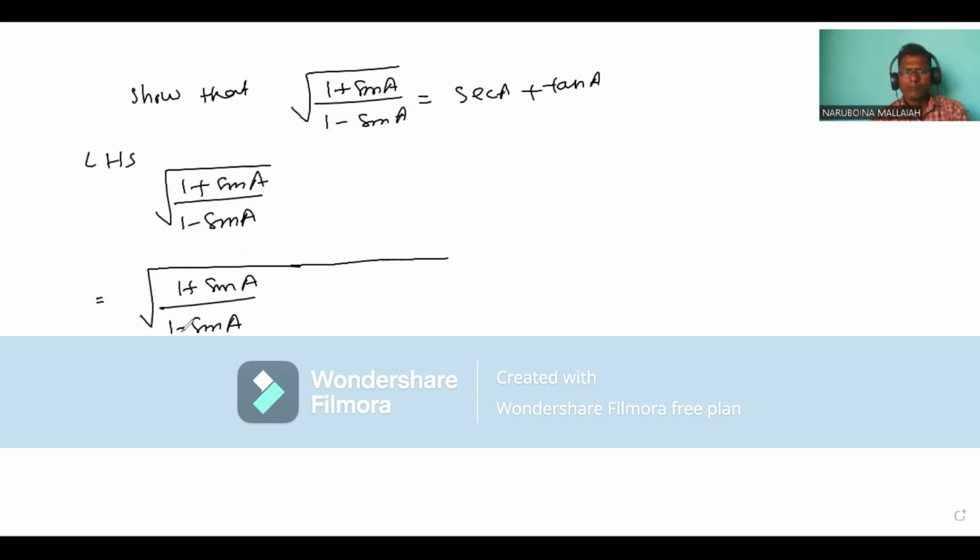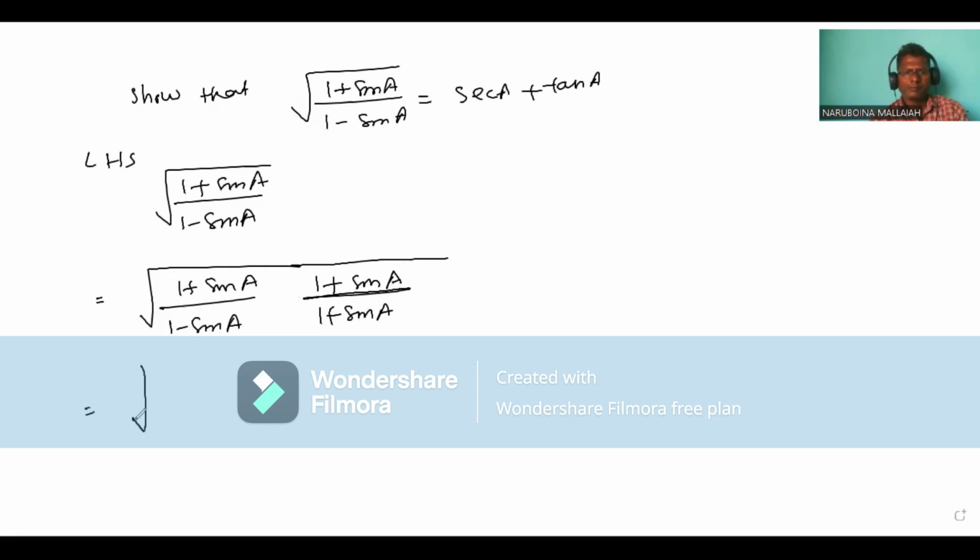The rationalizing factor of 1 minus sin A is 1 plus sin A. So divide and multiply by this 1 plus sin A. I am writing 1 plus sin A in the numerator, and here also 1 plus sin A in the denominator, since the rationalizing factor of 1 minus sin A is 1 plus sin A.